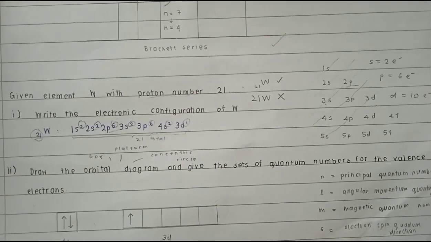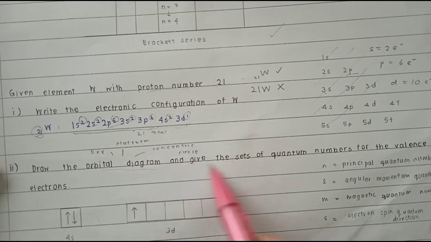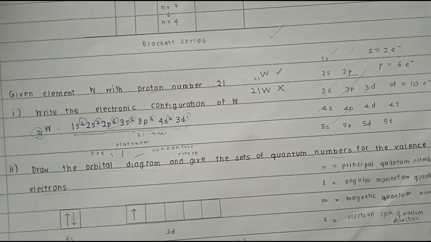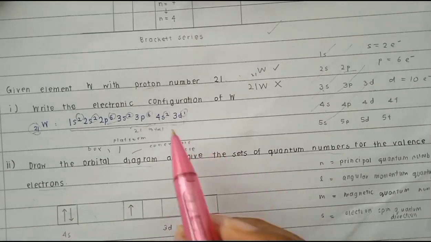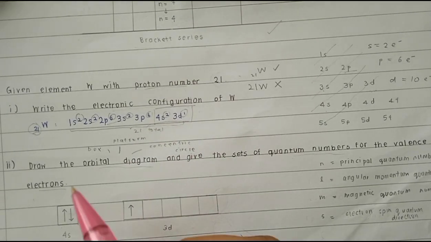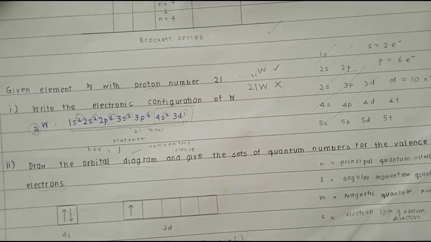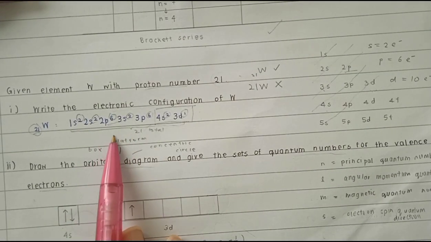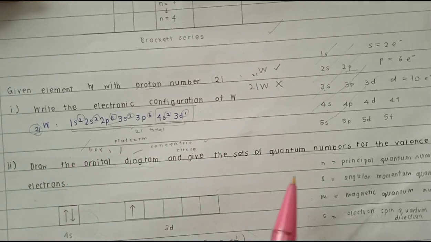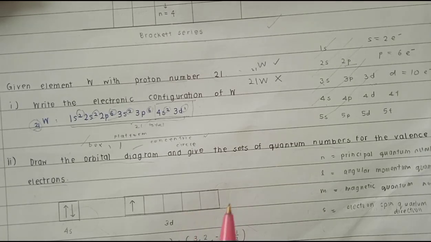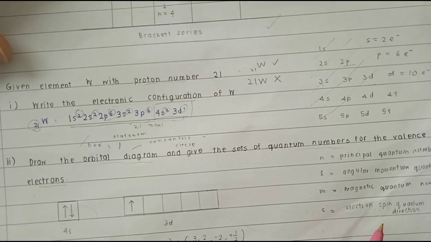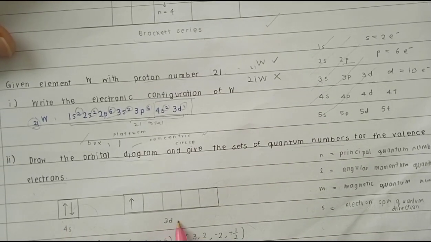So the next one is draw the orbital diagram and give the sets of quantum numbers for the valence electron. Okay, so the valence electron here means this part. For the orbital diagram, you have three choices: box, platform, or concentric circle. The easiest will be box, and it's clear, which means it's easier to understand. Okay, so we have 4s2 and also 3d1.